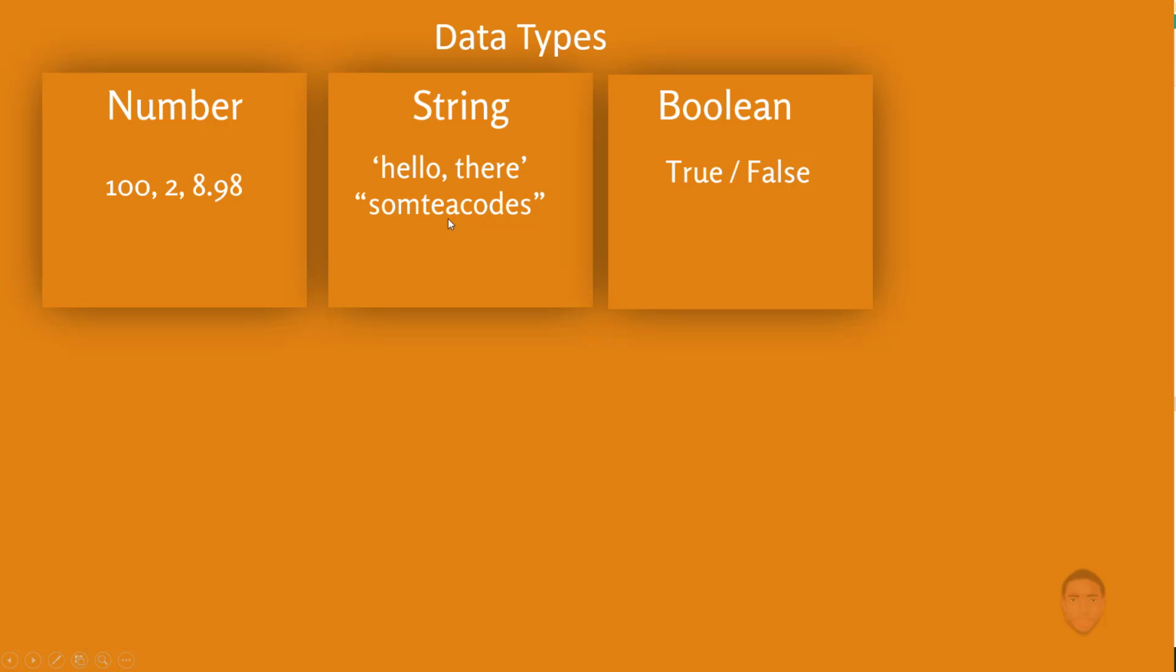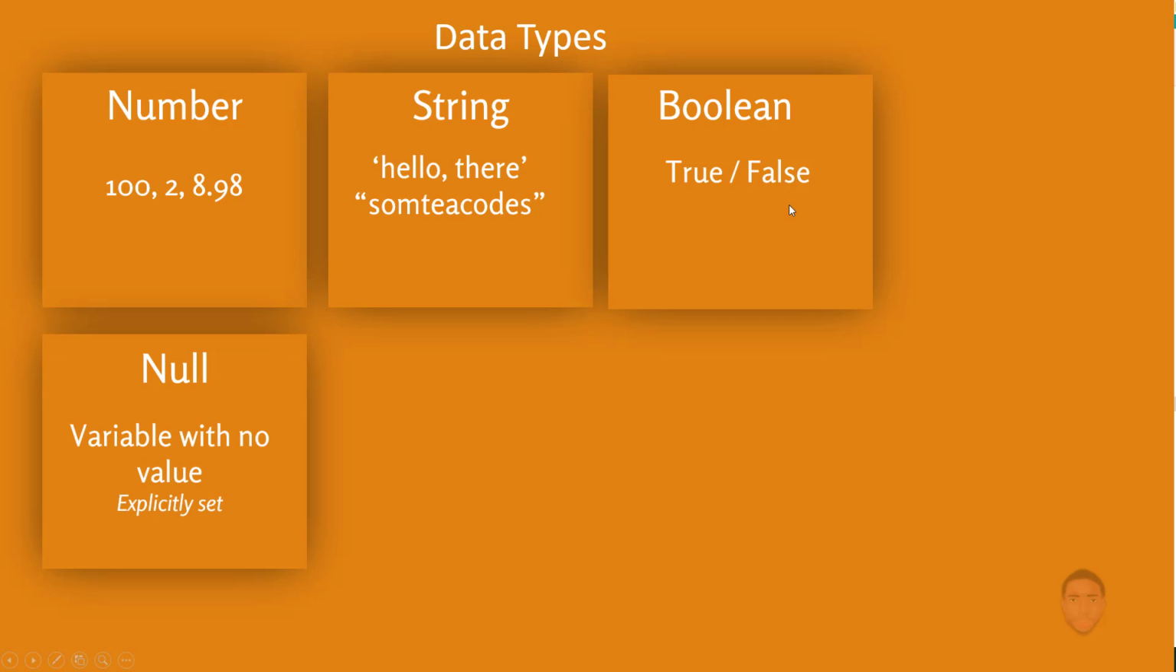Now the next kind of data type we're looking at is Boolean. Boolean is a special kind of data type that is either true or false. So we normally use this in conditions or logic where you have to return true or false. Now another type we're going to look at is null. Now null is a variable with no value.